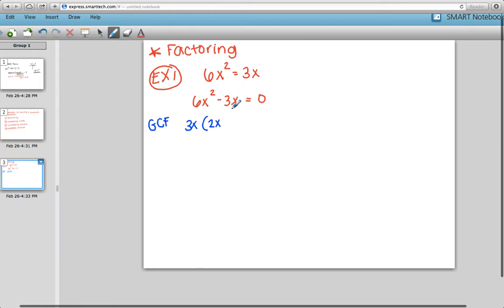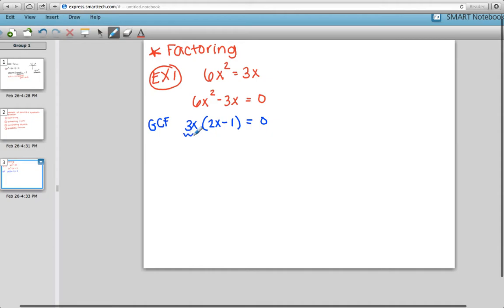A lot of people have a tendency to forget that when you take out that whole term, you need to leave over a 1. Because if I factor that 3x back in, 3x times 2x gives me 6x squared. 3x times negative 1 gives me that negative 3x. If I don't put that negative 1 there, if I left it blank or if I put a 0, then when I factor that 3x in, it's not going to give me that negative 3x I had here. So you got to have that negative 1 there. And we set this equal to 0.